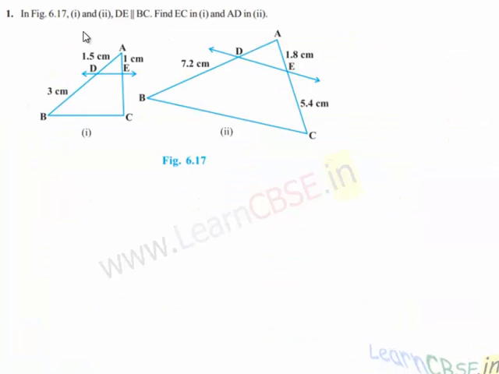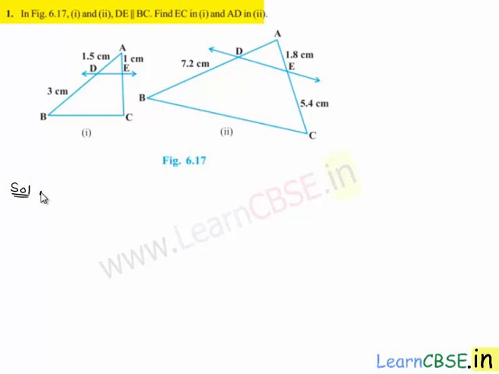Moving on to the first question. In figure 6.17, 1 and 2, DE is parallel to BC. Find EC in 1 and AD in second. Now moving on to the solution.